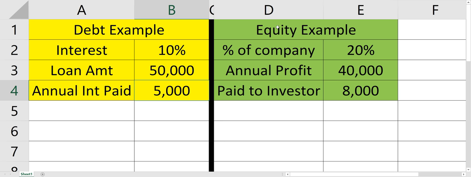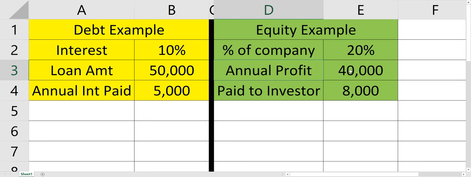Alternatively, if I needed $50,000, I could value my company. Say I valued my company at $250,000. That means I could sell 20% of my company for $50,000. I'd have to find an investor, but say I found an investor who was willing to give me $50,000 for 20% of my company. That means the investor gets 20% of the profits and I get the other 80%.